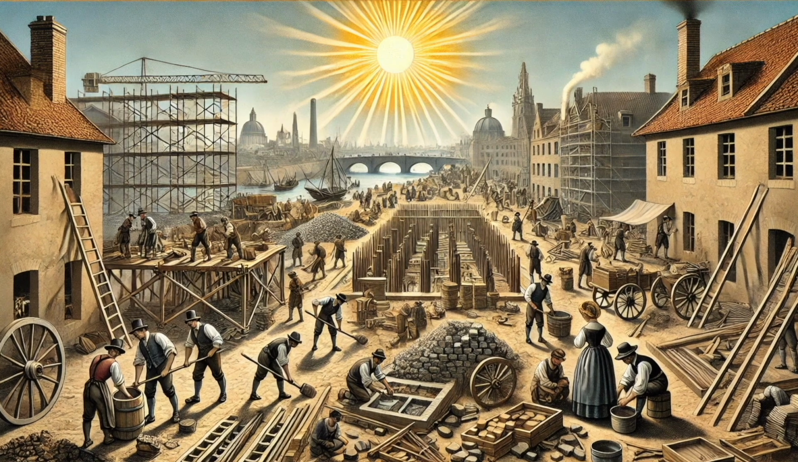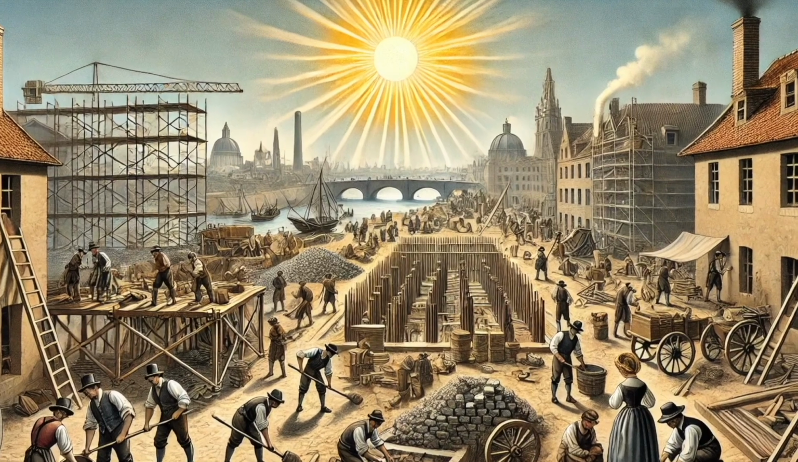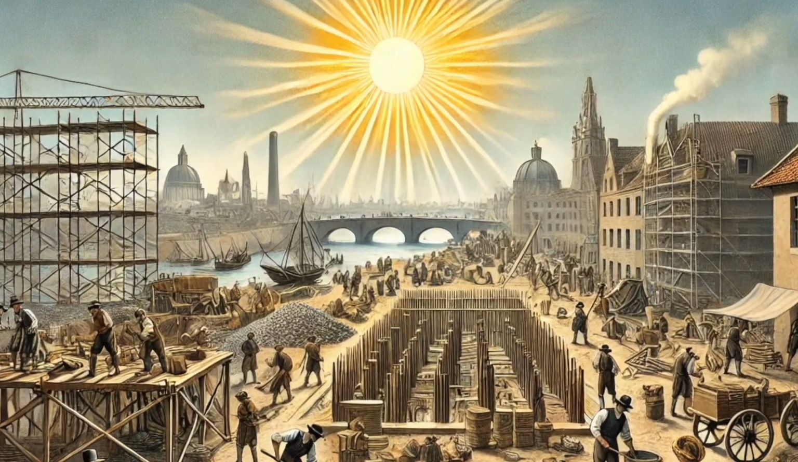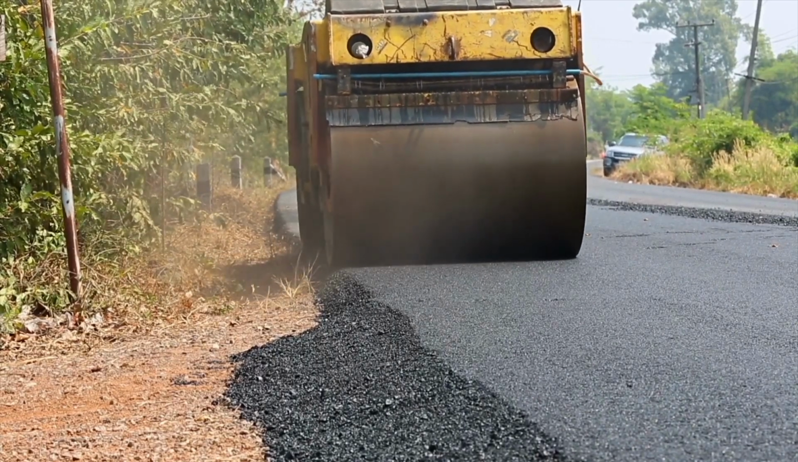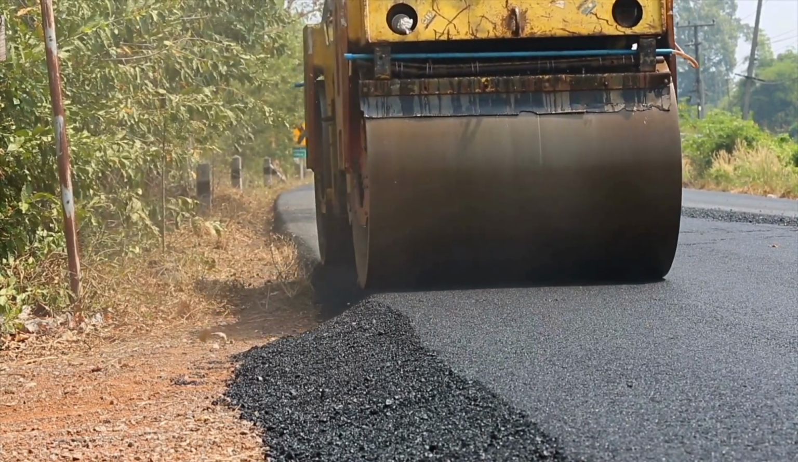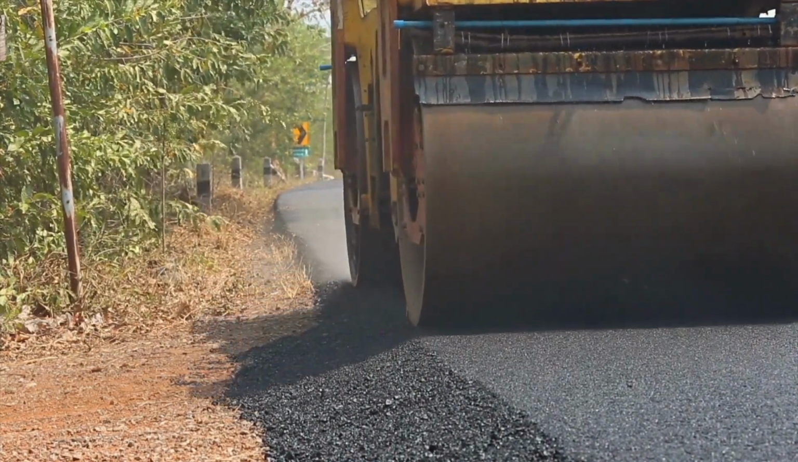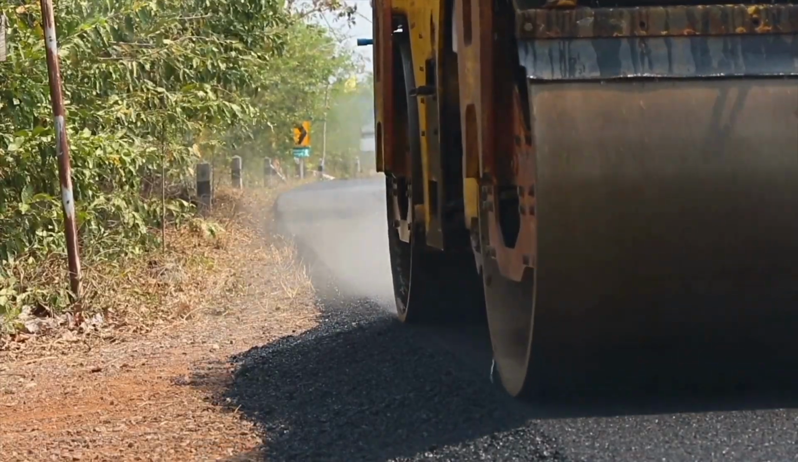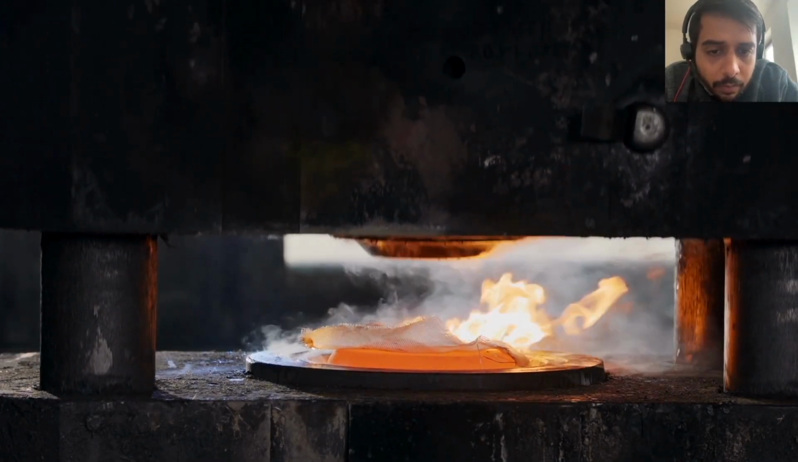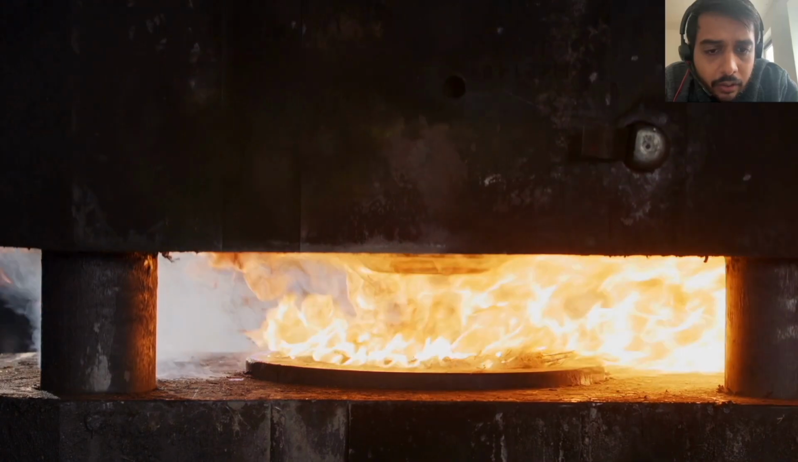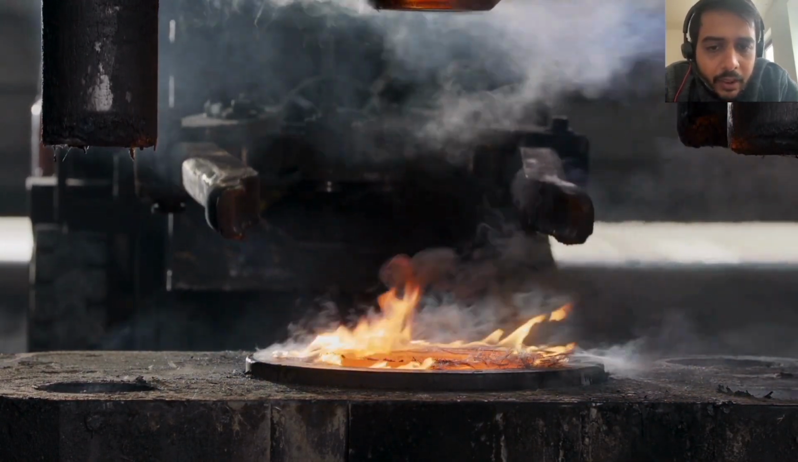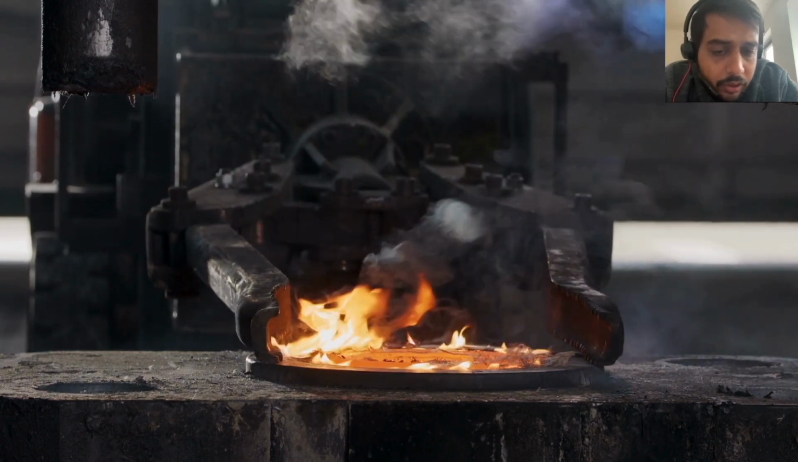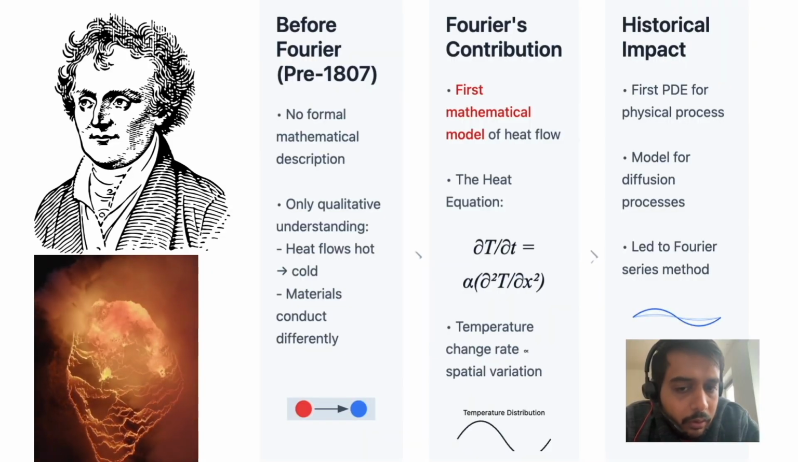This was also the time when there was a lot of construction of roads and buildings, and so there was interest in understanding how periodic heating from the sun would affect these mechanical structures. Also, many of the industrial processes involved repeated heating and cooling of materials, like metal forging or glass making. Understanding heat flow was crucial for all these processes.